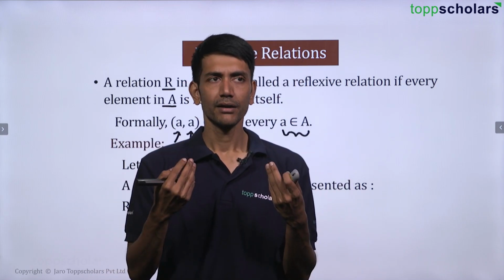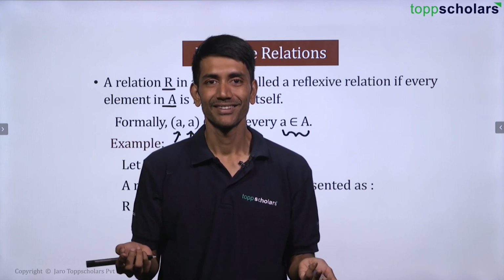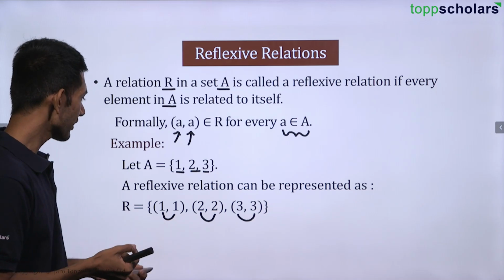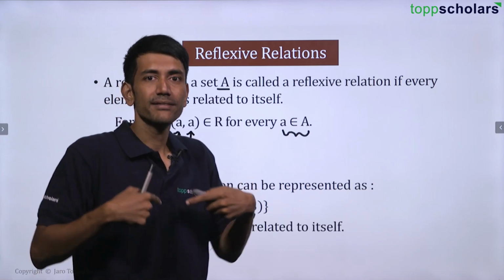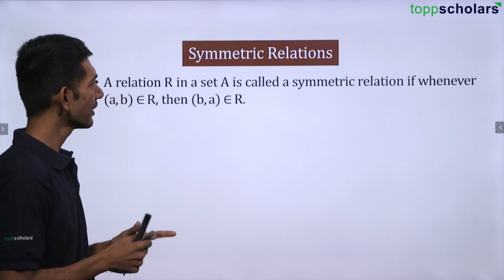Every human being is a friend of the same human being, right? It's quite obvious. It's you versus you, something like that. So, this is a reflexive relation. That is, each element is related to itself. So, we are related to ourselves, right? Symmetric relation. Now, very interesting.